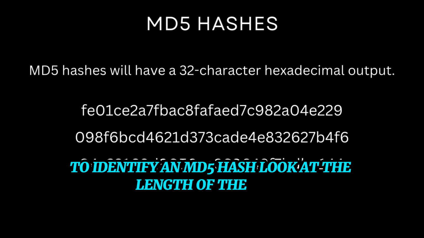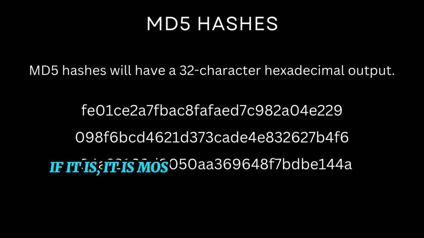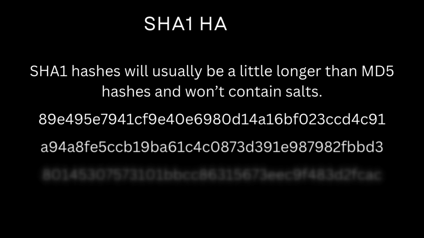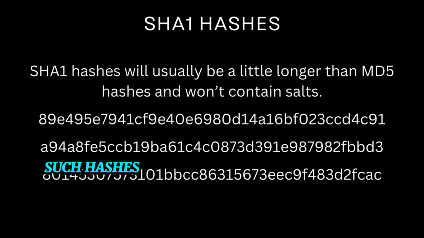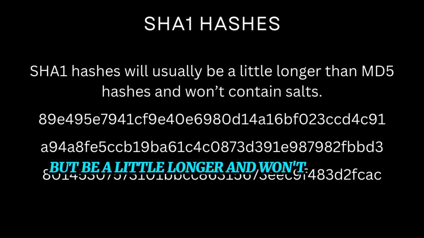To identify an MD5 hash, look at the length of the hash and whether it is a 32-digit hexadecimal output. If it is, it's most likely a hash of the MD5 type. To identify SHA-1 hashes, look at the length of the hash. Such hashes will usually look just like MD5 hashes but be a little longer and won't contain salts.